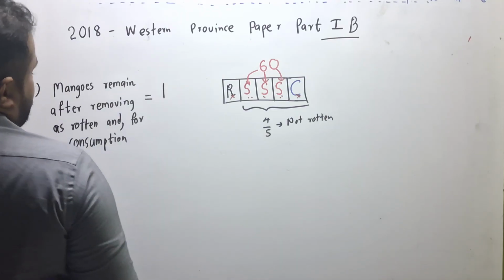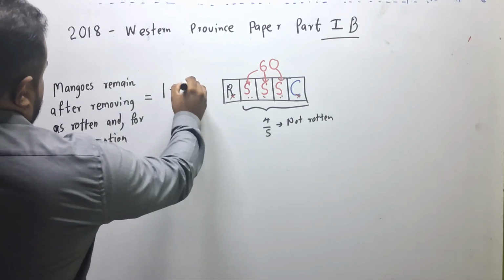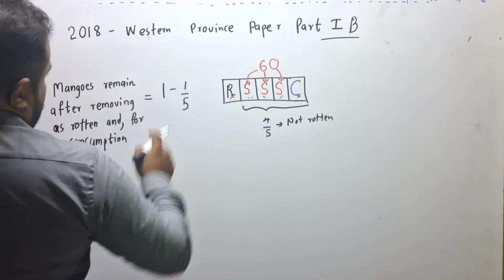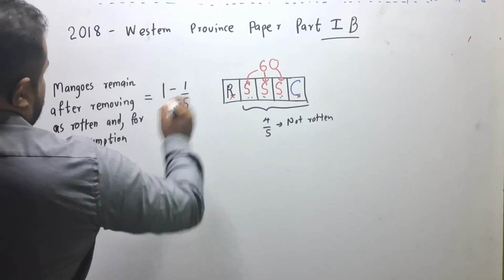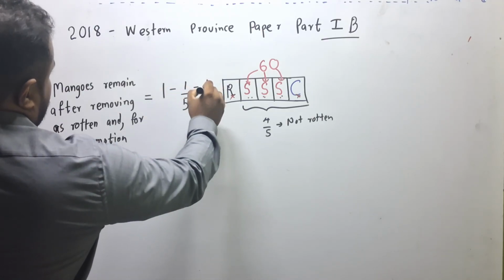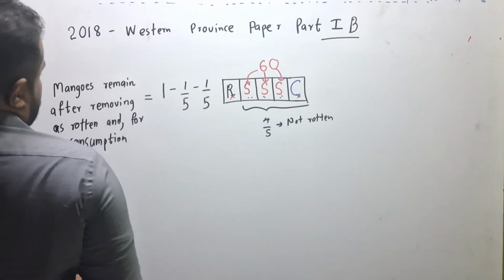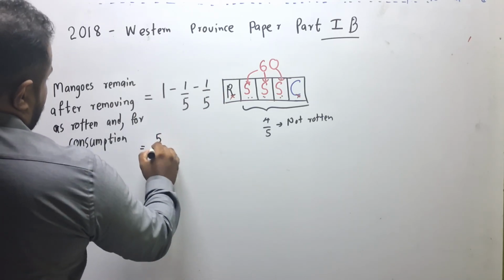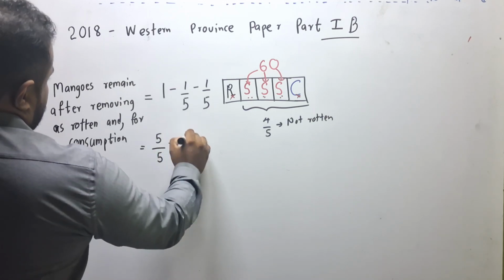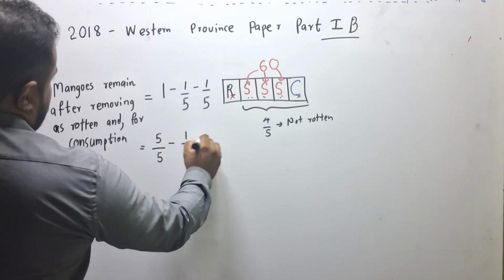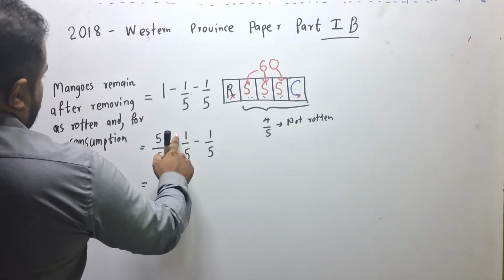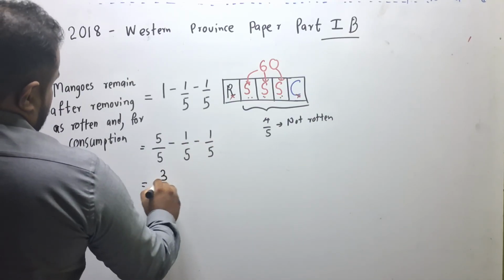Mango lot is taken as Y. First we remove 1/5 as rotten mangoes and we remove another 1/5 as consumption. This one can be written as 5 over 5 minus 1 over 5 minus 1 over 5. 5 minus 1, 4, 4 minus 1, 3. 3 over 5.